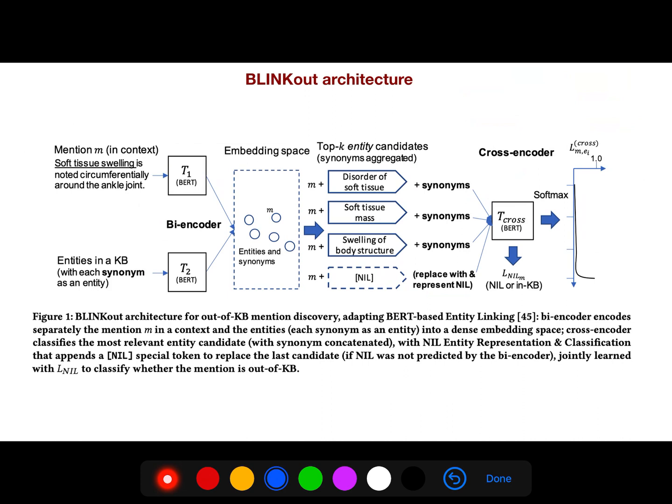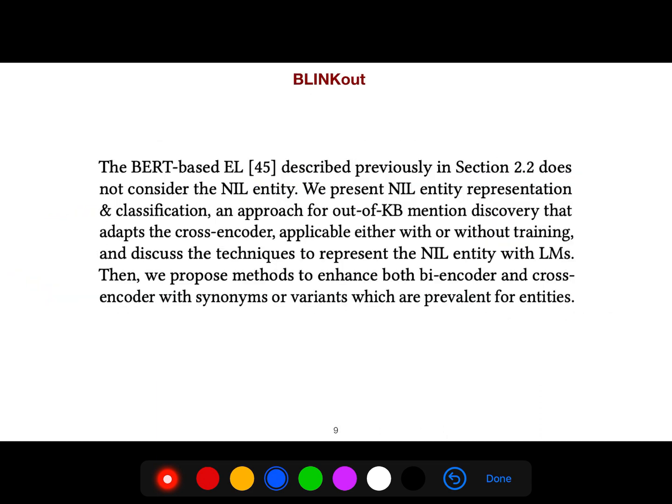for example, in a knowledge base we also have access to synonyms. For example, if you use the UMLS knowledge base in biomedical text, you also have access to the synonyms, and that's why you can embed both of them in the embedding space, which has entities and synonyms. And then we get the top K entity candidates, which, if we include the synonyms and put them into the cross encoder, after doing softmax you get values ranging from 0 to 1, and then we get the loss, and we do backpropagation to tune the variables.